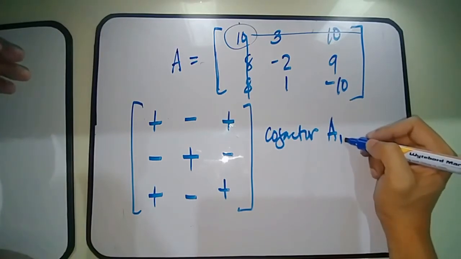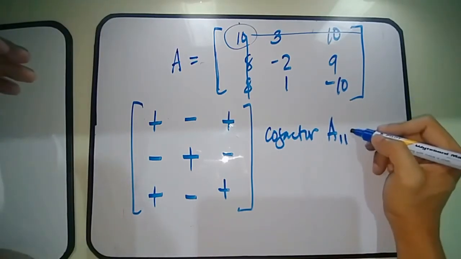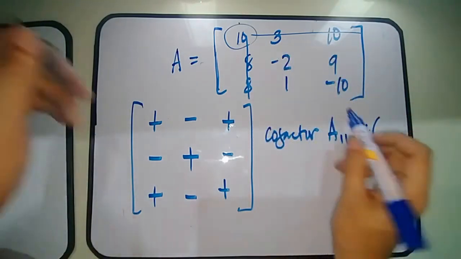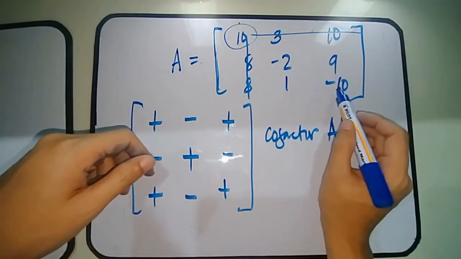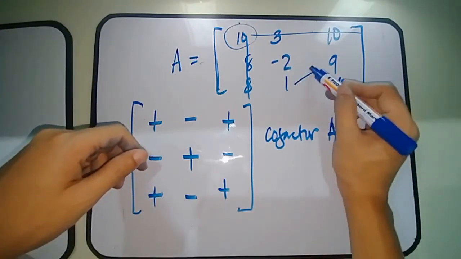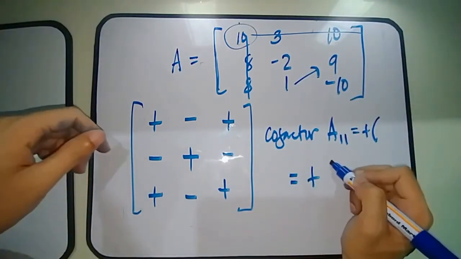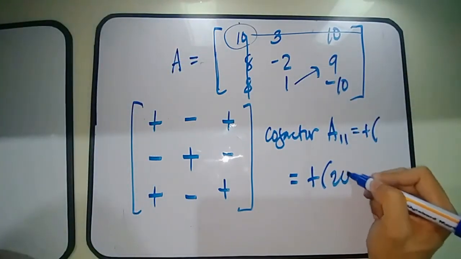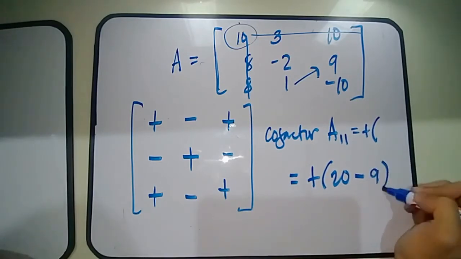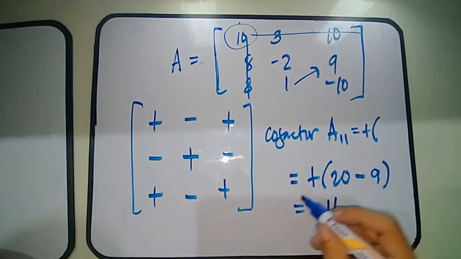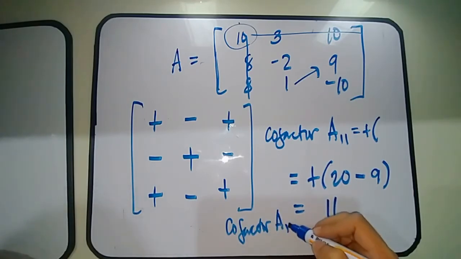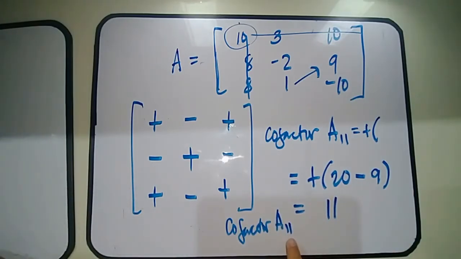of the first row, first column, so you have here 10. So, that is plus times yung determinant nito. So, you have here negative 2 times negative 10. That is 20 minus, you have here 9. So, this is equal to, you have plus. Yung position niya here is positive. You have here 20 minus 9. So, we have here positive 11. Okay. So, therefore, we have here the cofactor of the first row, first column is 11. So, yun yung cofactor niya.